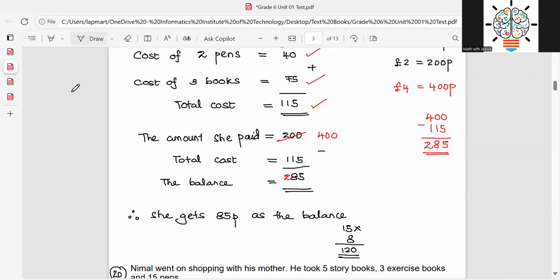And we'll double check. So then here it should be corrected as she gets 285 pence as the balance, right? So you want to correct it like that.